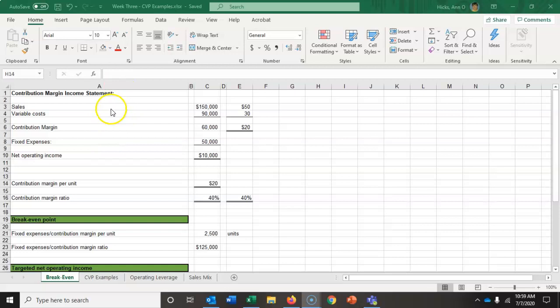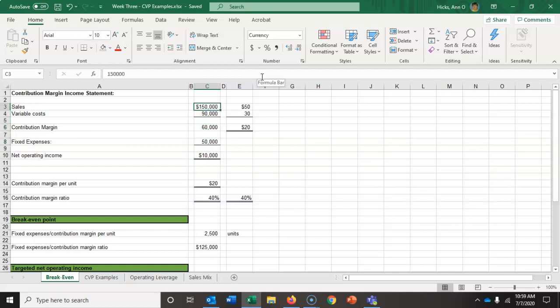And so toward that end, I've put an abbreviated income statement here in this file where we have sales of $150,000, variable costs of $90,000. That gives us a contribution margin of $60,000. Remember, the contribution margin is the difference between sales and variable costs. It's the amount available to contribute toward covering your fixed expenses and generating profit. Then we have fixed expenses of $50,000, leaving us with net operating income of $10,000.